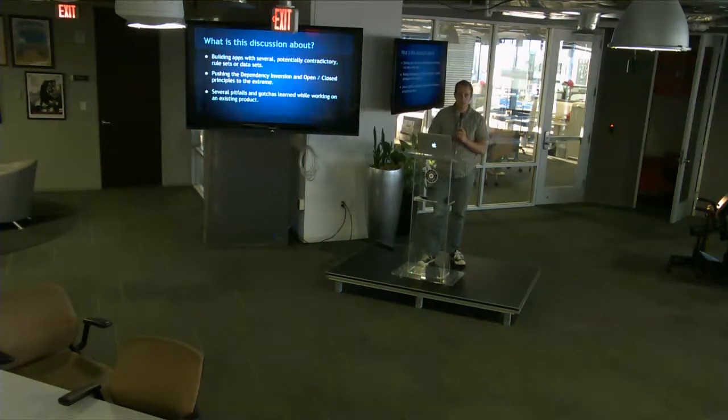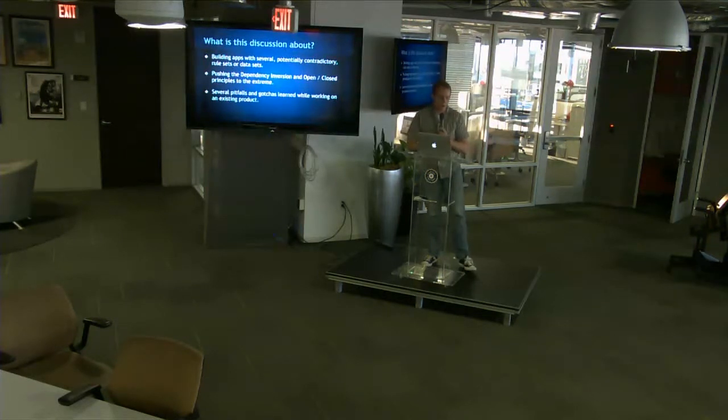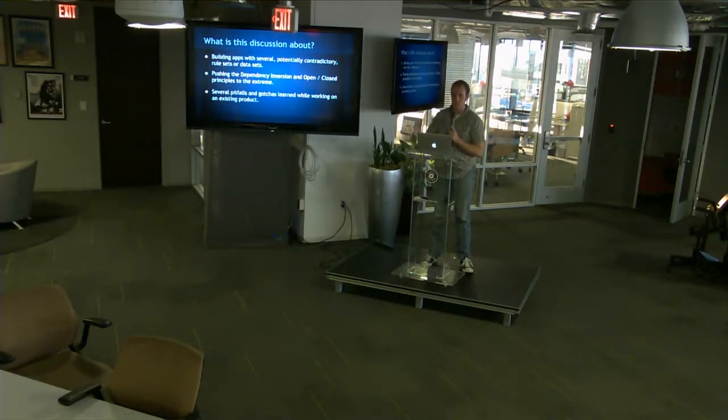So this discussion is about building apps with several large, potentially contradictory rule sets or data sets. Because of this, I had to figure out a way to push dependency inversion and the open-close principles kind of to the extreme. So I hope everybody is a little brushed up on SOLID. If not, it doesn't really matter, it should be okay. And along the way, I'm going to talk about several pitfalls and gotchas that I learned while working on an actual project. Because a lot of times in presentations like this, we hear about all the cool stuff, but we don't always see the actual implementation or an actual real use case.